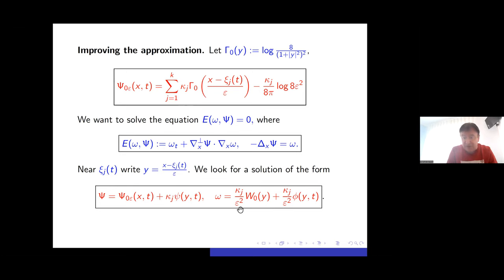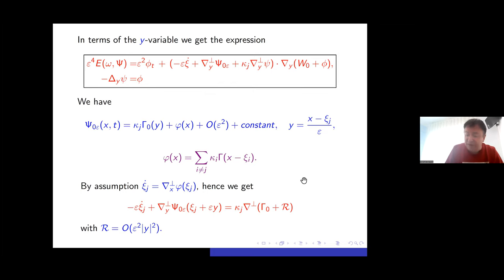And for the vorticity, I consider the bubble, the J's bubble, which is expressed in the same variable y, plus a function of the same form, one over epsilon squared, times phi of y. In terms of the y variable, we get the following expression. If you multiply by epsilon to the power four, you get this nice operator. So the inverse Laplacian of the remainder psi is phi, which is in agreement with what we want to do. And the phi t term comes multiplied by epsilon squared because of this epsilon to the power four. And I get the transport term that has this form now, omega zero plus phi, and that comes multiplied by this factor.